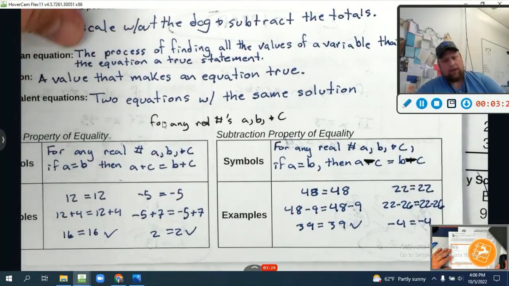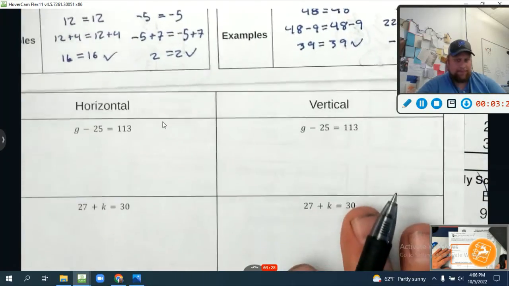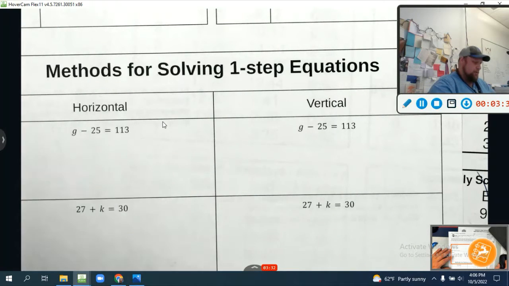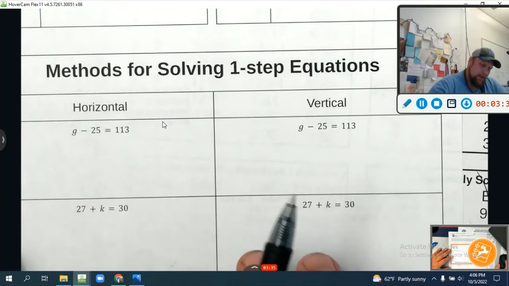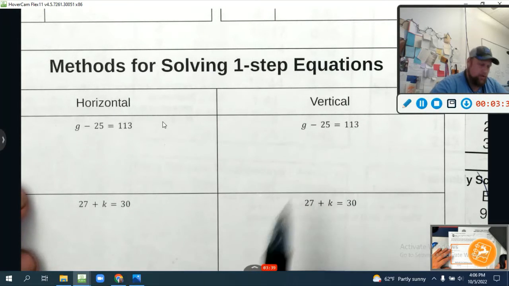Now, I'm only going to do this once. You guys are going to decide which method you like better. I generally do vertical. However, I want to show you both ways so you can see it in action. There are two different ways of solving an equation. There's the horizontal and the vertical. And all it means is this.